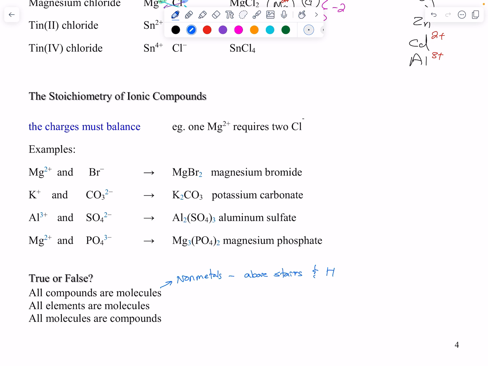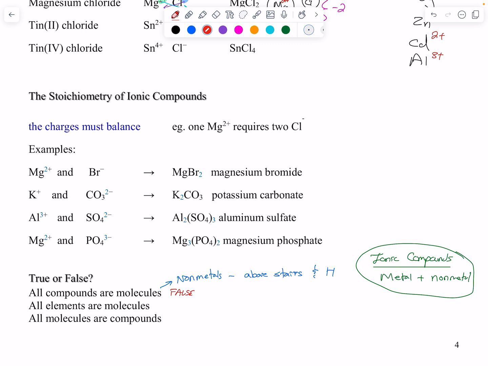Ionic compounds are a metal plus non-metal, or two ions. Two polyatomic ions would be an ionic compound as well. So ionic compounds are not molecules. So this is, of course, false.